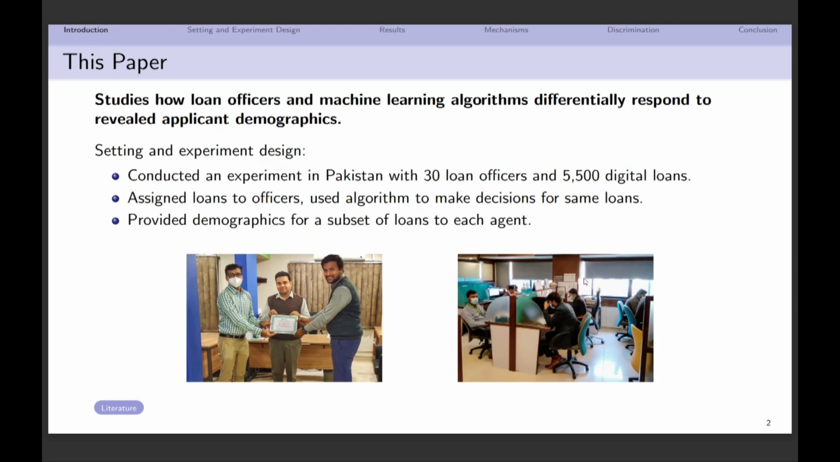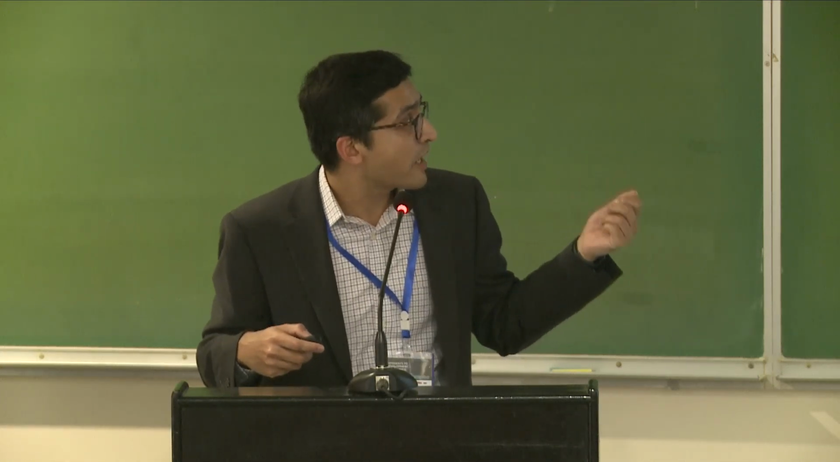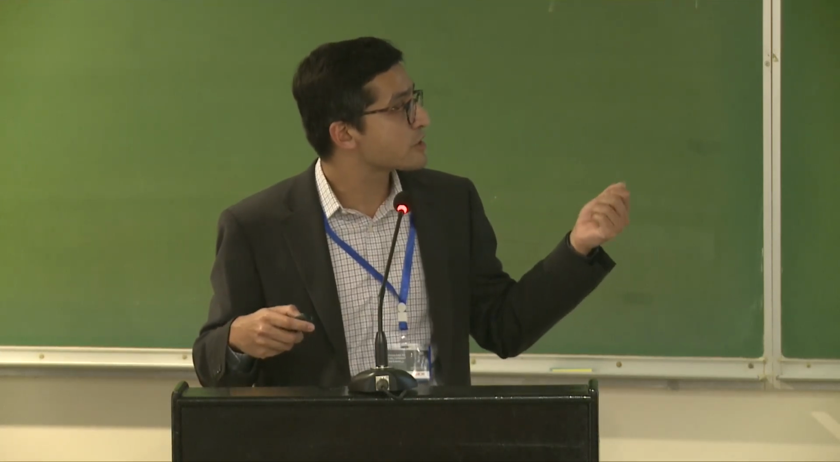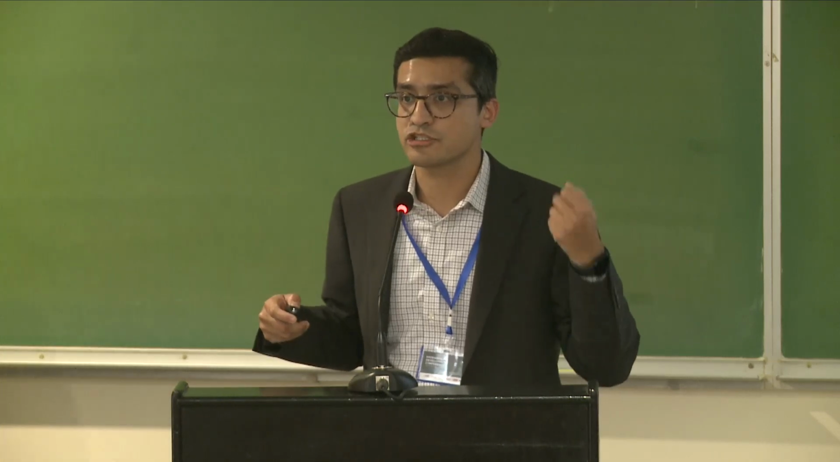So to study this, I conducted an experiment in Pakistan with 30 loan officers from a microfinance bank and around 5,500 digitally submitted credit applications. The loans were assigned to the officers, and then I used an algorithm to make approval decisions for the same set of loans. And then the key feature of the experiment was that demographics of the borrowers were provided for a subset of loans to each agent.